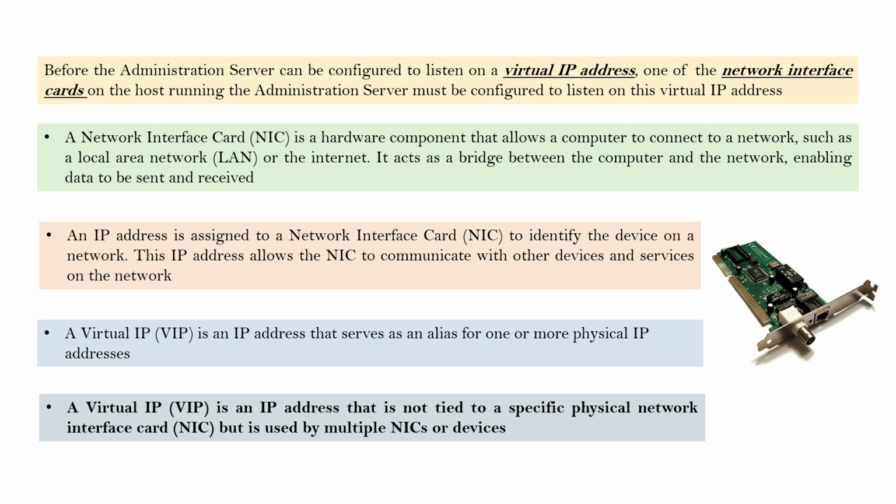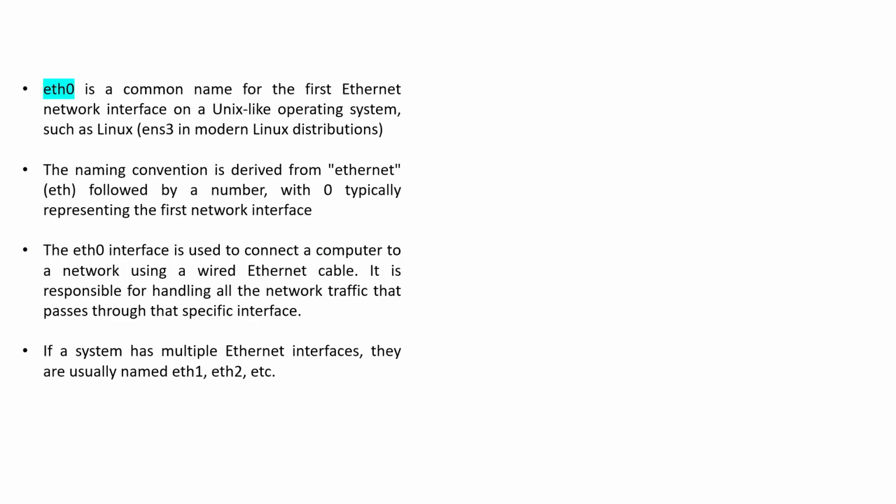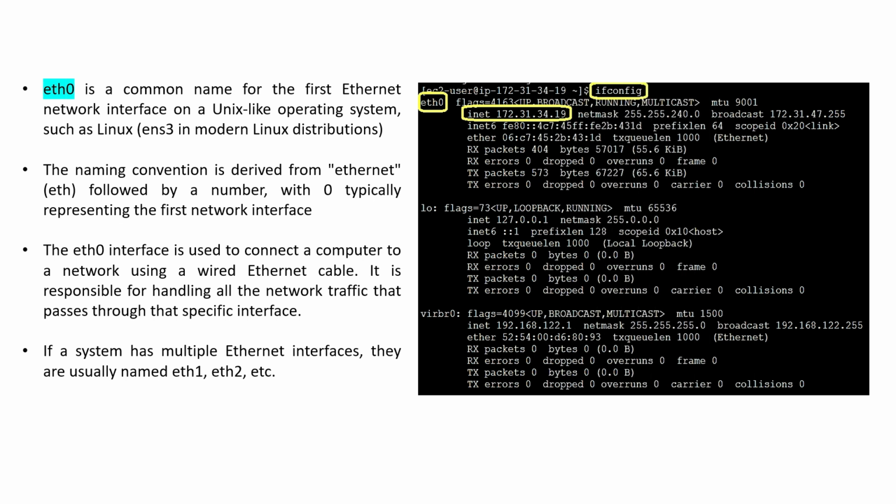This virtual IP is not tied to any physical network interface card, and this is the beauty, because this virtual IP can be disabled or enabled on any of the nodes. As I said, you may have a virtual IP enabled on node 1. If that node crashes, or if you disable that virtual IP on node 1, you can then enable it on any of the nodes, because this virtual IP is not tied to any of your physical network interface cards.